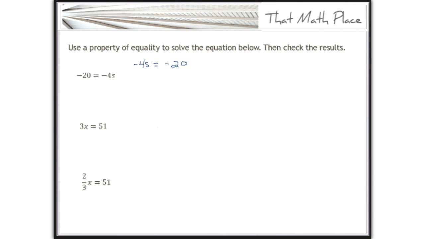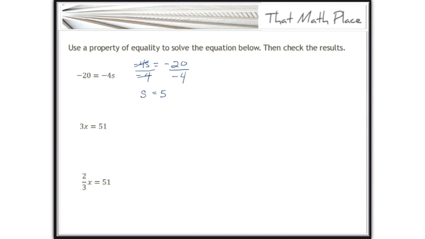Now, in order to solve for s, I'm going to need to get rid of that negative 4. And the way that I'm going to get rid of that negative 4 is just divide it out. Because if I divide it out, it's going to cancel in both the numerator and the denominator, and it's just going to leave me with s. And if I take negative 20 and divide it by negative 4, then dividing two negatives gives a positive, and 20 divided by 4 gives me 5. So according to the algebra we just did, s should equal 5.